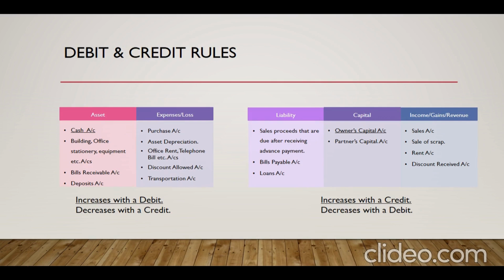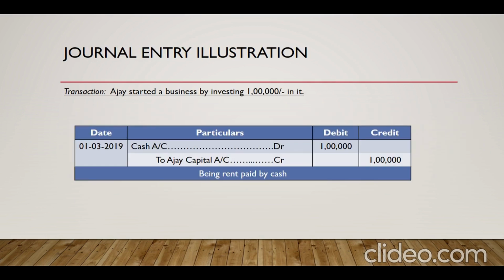In this transaction there is an increase in cash to the business, and we know that the cash account increases with a debit. On the other hand, there is an increase in capital, and to denote an increase in capital we credit the capital account. Accordingly, we pass the journal entry as follows. We debited the cash account and credited the capital account.